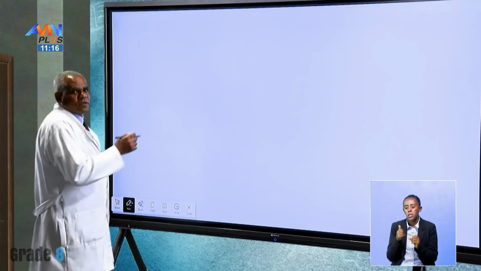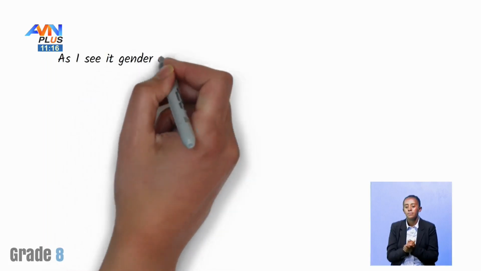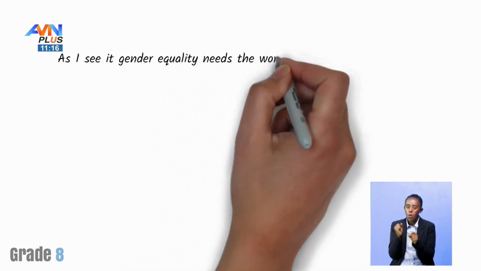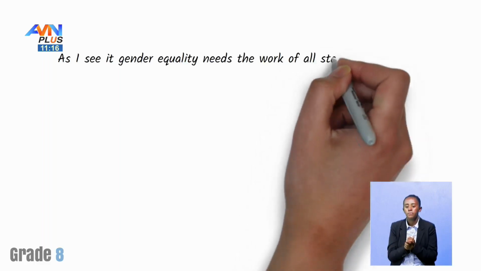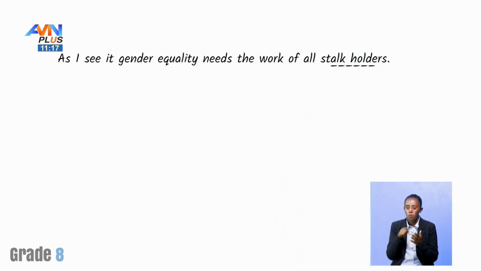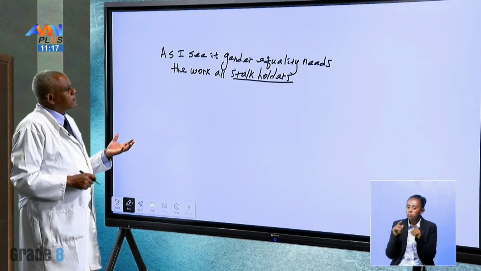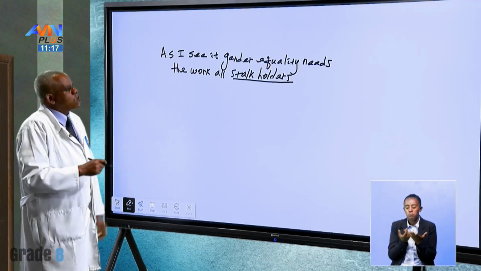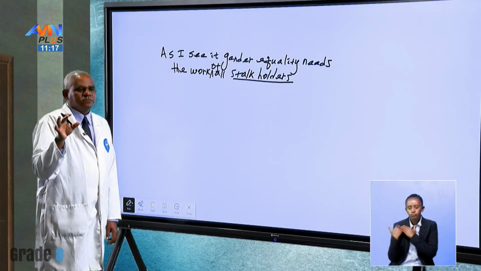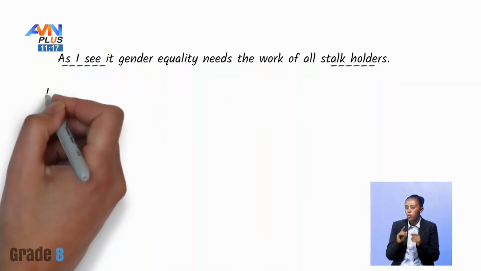Another expression. As I see it, right? Gender equality needs the work of all stakeholders. Yeah. Stakeholders, I have already stated there, right? The community, the school, right? The teachers, the students. This is what I mean. As I see it, gender equality needs the work of all stakeholders. You are responsible. Everybody is responsible. Look how these expressions are used in different contexts. I see your point. Look now, I see your point.